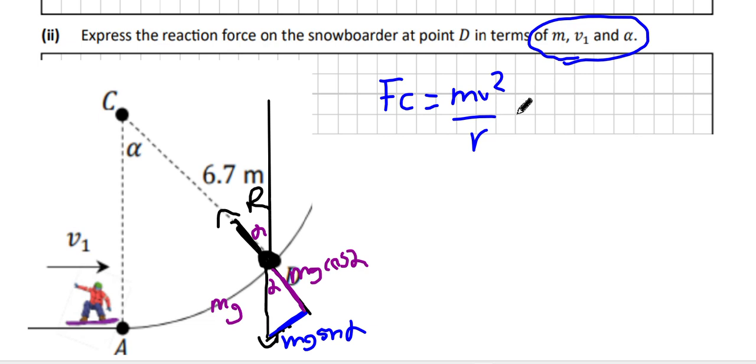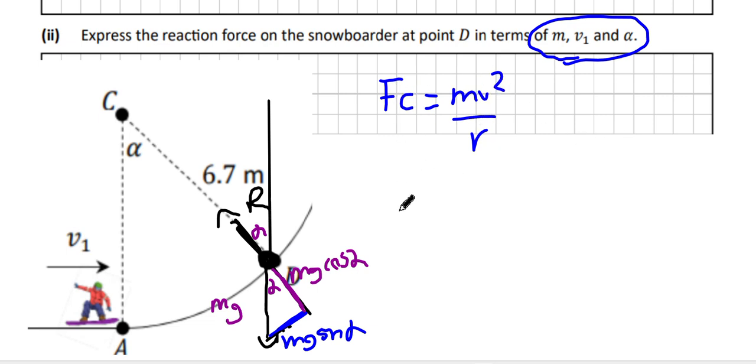Now, what we're going to do next is the following. What I think we should do is we know that the speed... Oh, it says in terms of v1, doesn't it? No. I haven't got a v1 to play with just yet. So I'm going to just sub in what I have, okay?